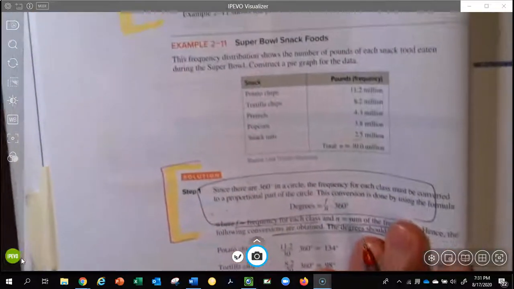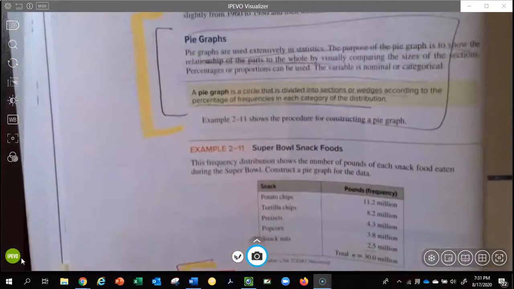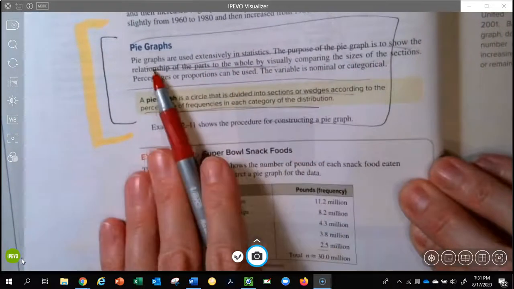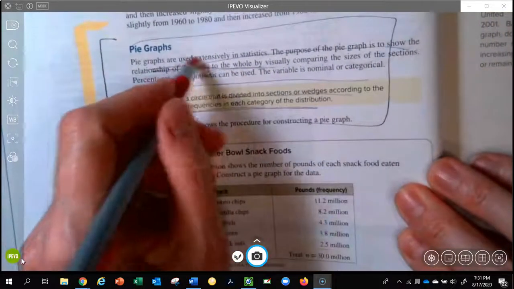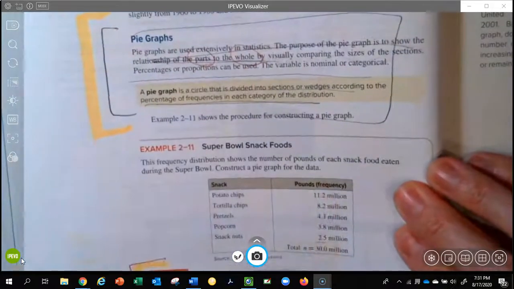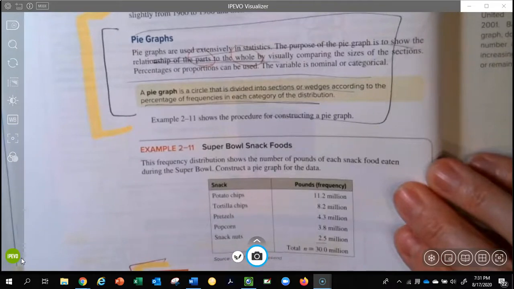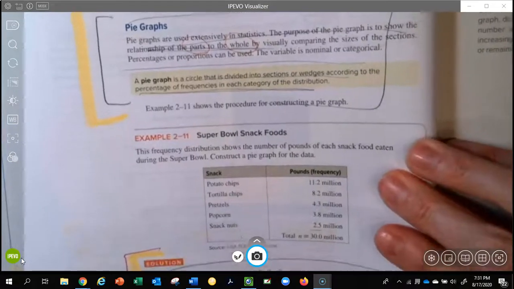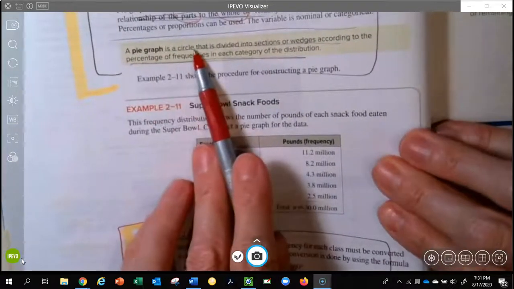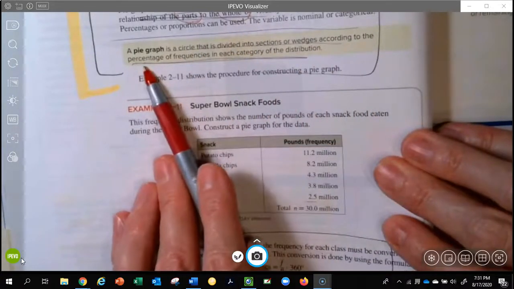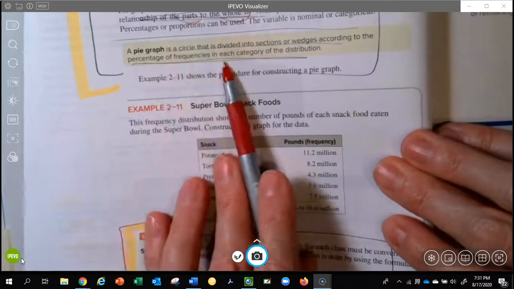The next thing that we're going to look at in this video are pie graphs. Pie graphs are used extensively, and the purpose is to show the relationship of the parts to the whole. So you're going to have one pie, and you're going to take that pie and divide it up by percentages. Well, let me just read. It is a circle that is divided into sections or wedges according to the percentage of frequencies in each category of the distribution.